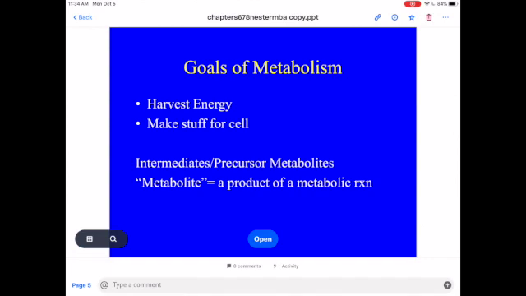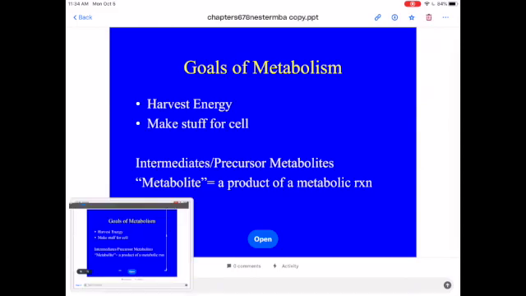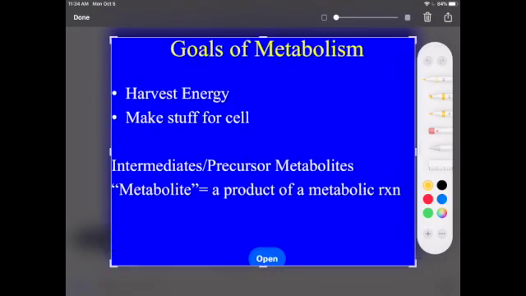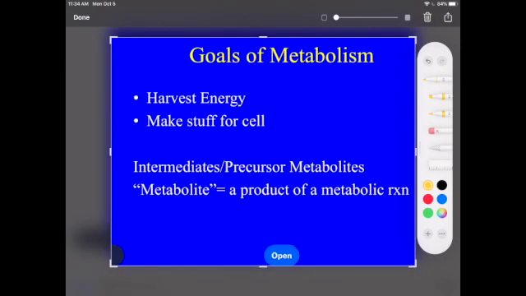All right, you've got a couple of goals of metabolism then. To harvest energy, that's catabolism. Make stuff for the cell, that's anabolism. But in the process of both of these, you get some molecules that we call precursor metabolites.